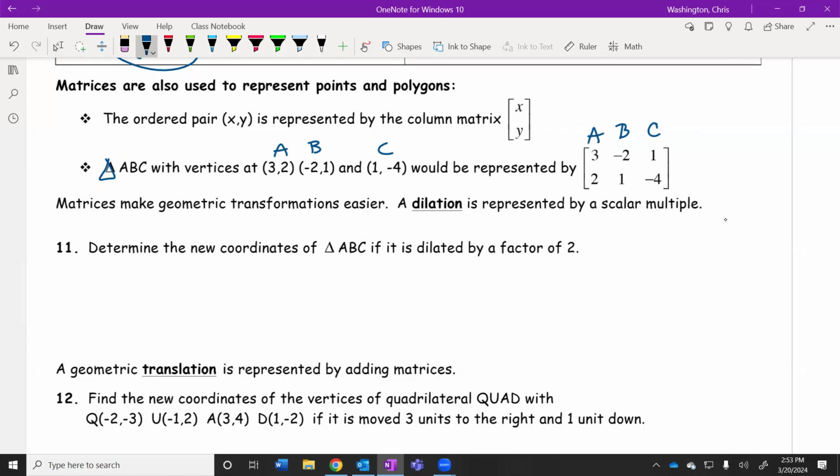So ABC would be the points across the top, and then the rows would represent the x values and the y values. It is not a bad idea to label your matrices, especially when we start talking about these real life situations in a couple days.